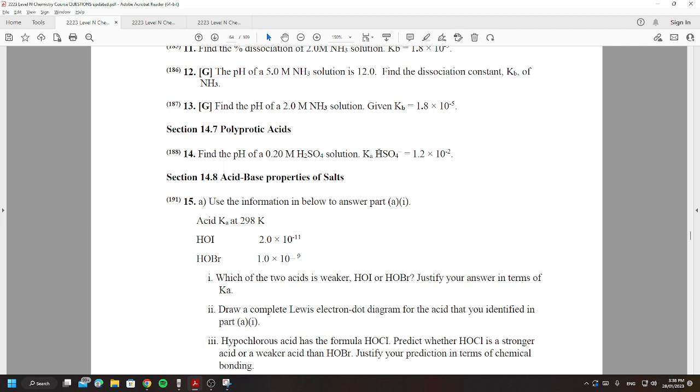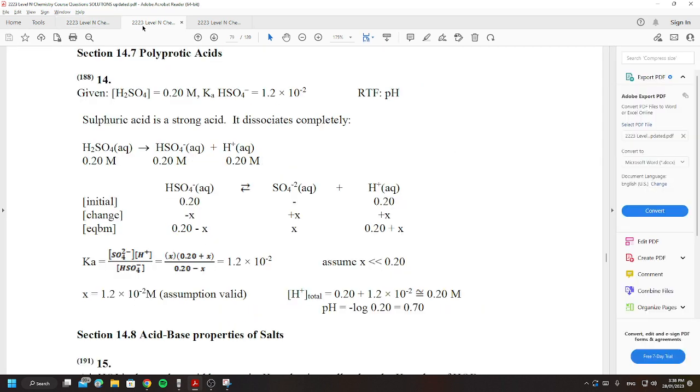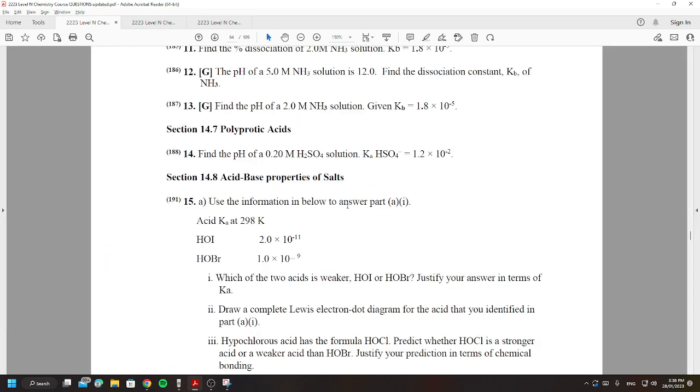Oh, okay, that makes sense. They gave us the Ka of HSO4 minus, not H2SO4. And HSO4 minus is a weak acid, actually. So I think we can just apply radical KAC right here. No, wait, we can't. Yeah, no, we can't. Okay.